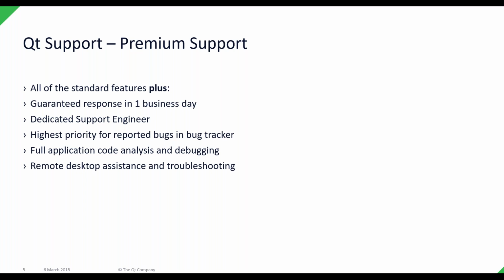You get the highest priority for any reported bugs that you have reported in the bug tracker. And you also get access to full application code analysis and debugging with the support team. This enables you to not have to send just a small example that reproduces a problem. You're able to look at the whole code, or at least as much as you're able to provide. And we also offer remote desktop assistance and troubleshooting, which enables us to get to the heart of the problem much more quickly and hopefully solve it in a very short space of time as well.